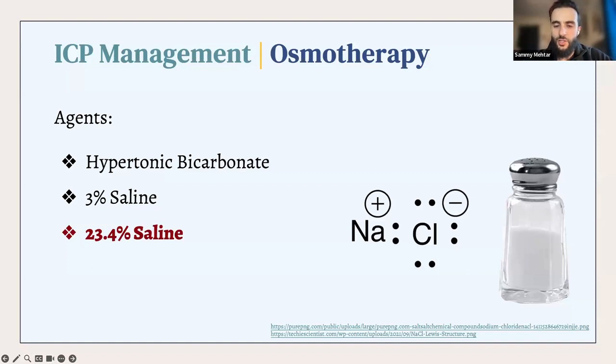There was one study, a large series that followed 57 patients who had 23.4% saline administered peripherally through a peripheral IV, and none of them faced adverse events. Of course, it's one study that I was able to find, and probably more research is needed to have a definitive conclusion of whether or not it could be administered peripherally. But if it is an emergent situation and you don't have central access, that is something that you could consider.